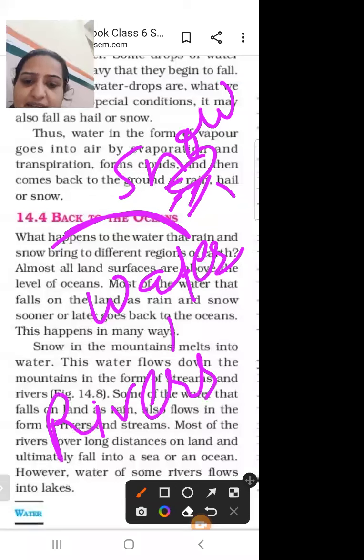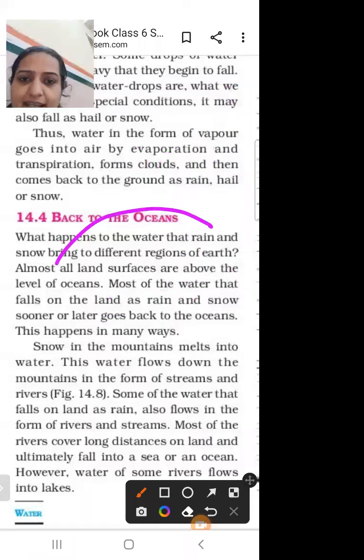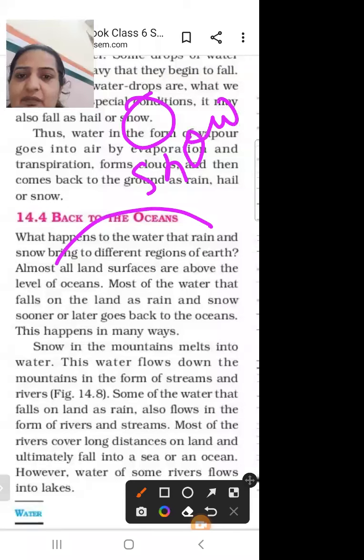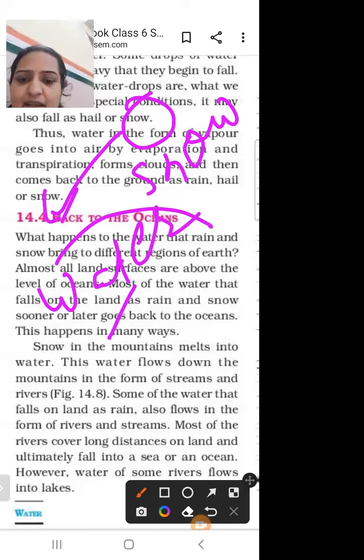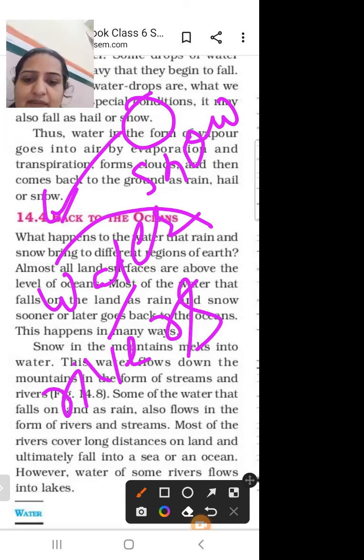Suppose this is our mountain, and on the mountain there is snow. It will melt and convert into water. And where does this water go? This water goes into the rivers. And where does rainwater go? Rainwater also goes in the form of rivers.